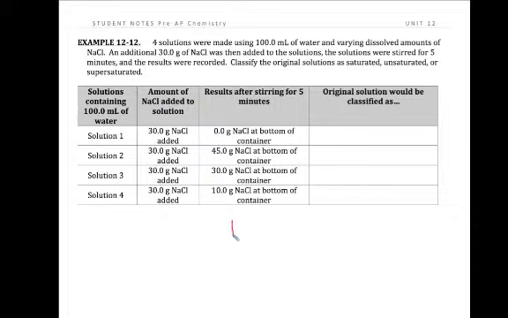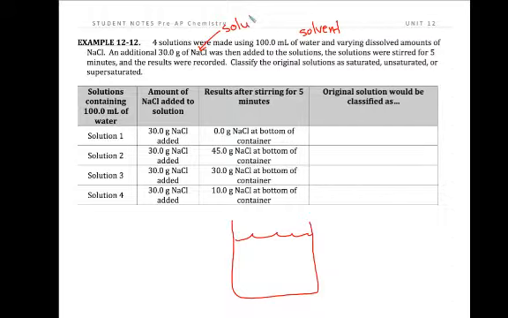Now, let's say you're looking at a beaker, and that beaker contains water. We don't know if it's got water in it. We don't know if it's got solute in it. Remember, water is the solvent, and the sodium chloride in this case is going to be our solute.